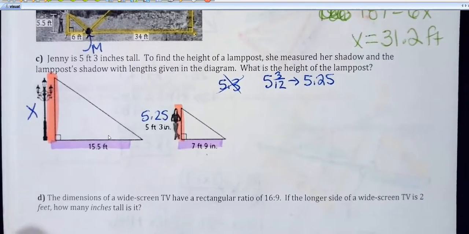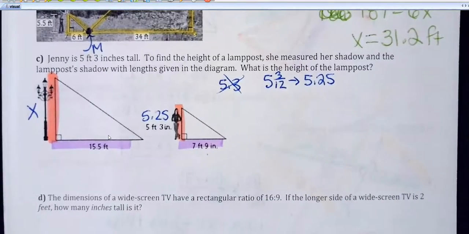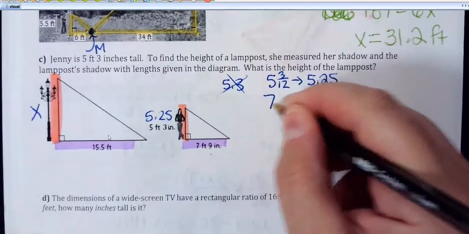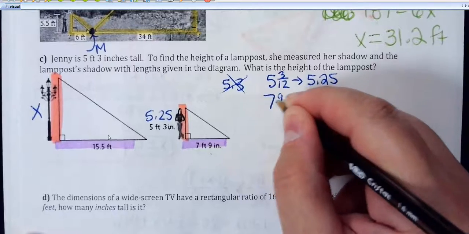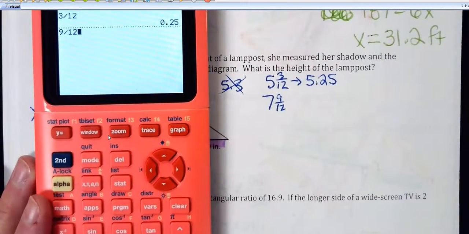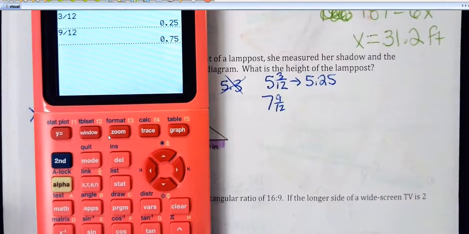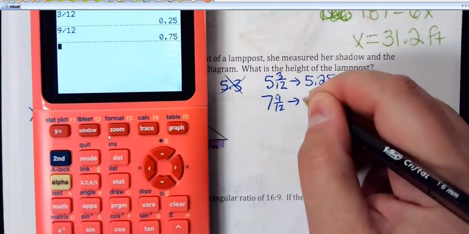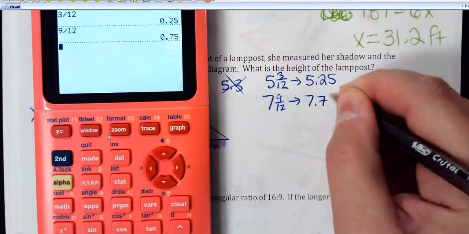Could you convert it to all inches? You could convert it to all inches. Yes, I was going to say that too. Let me do it in feet first, just real quick, because I think that's a little trickier. If you do 7 feet 9 inches, 9 over 12, I would just do the same thing. There's 9 inches here, and we have 9 out of 12, so that's 0.75. So for her shadow, this would be 7.75.